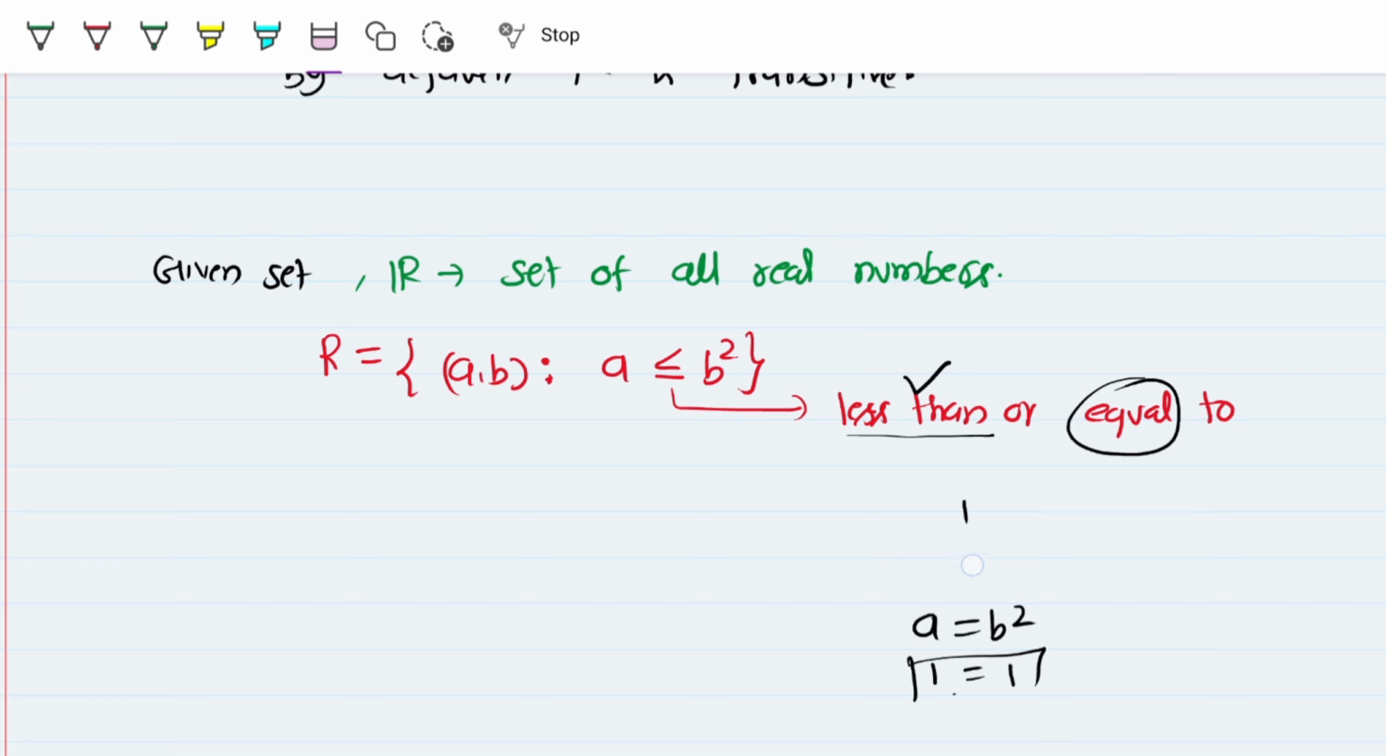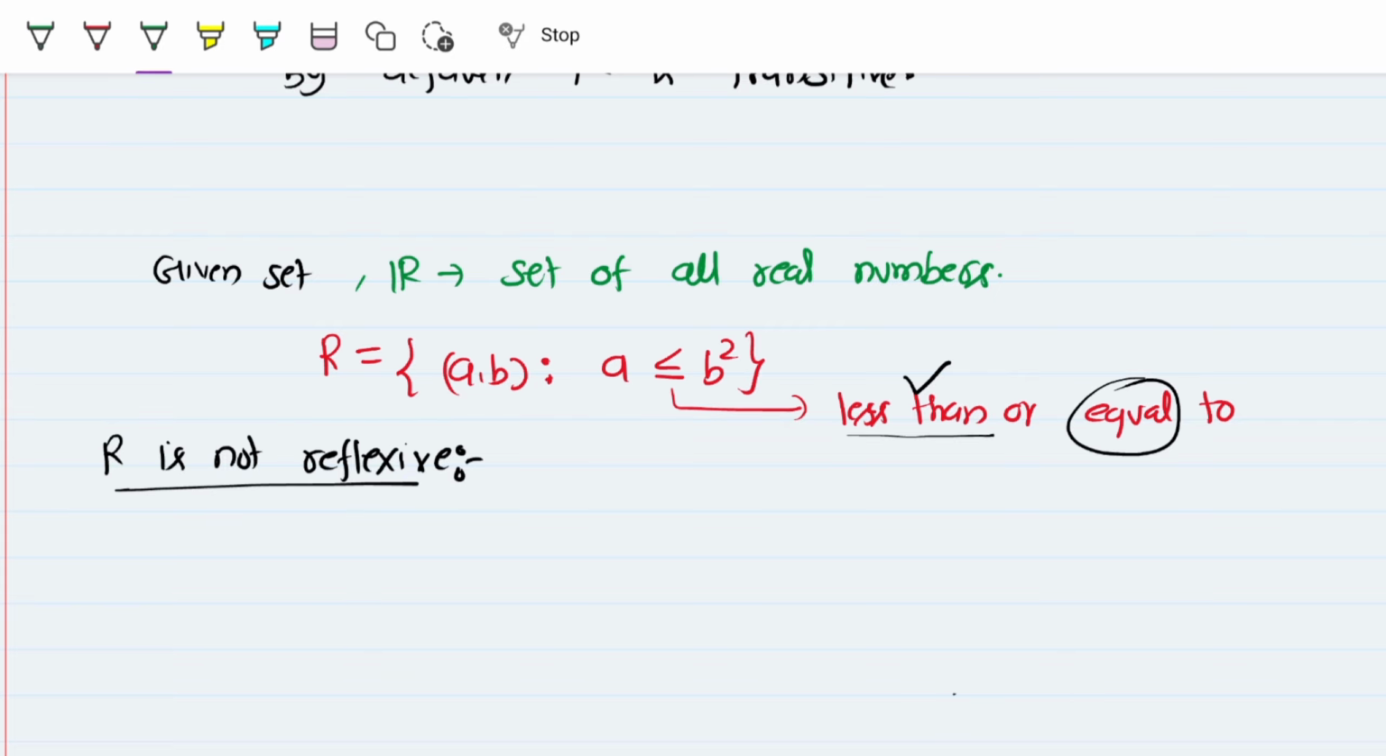Now they said to show that it is not reflexive, not symmetric and not transitive. So if R is not reflexive, we can give one counterexample. Counterexample means an example which will counter the statement of reflexivity.